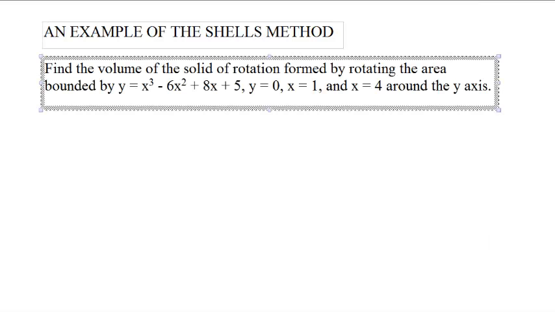Okay, let's try an example of the shells method. Let's find the volume of the solid of rotation formed by rotating the area bounded by y equals x cubed minus 6x squared plus 8x plus 5, y equals 0, also known as the x-axis, x equals 1 and x equals 4, around the y-axis.